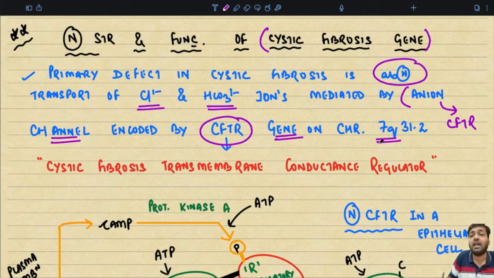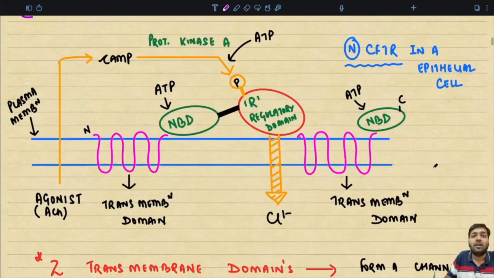Very importantly, I will repeat once again: the primary defect in cystic fibrosis is abnormality of transport of chloride and bicarbonate ions, which is mediated by an anion channel called the CFTR channel, encoded by the CFTR gene present on chromosome 7q. The full form of CFTR stands for Cystic Fibrosis Transmembrane Conductance Regulator. So, let us now understand the normal functioning of the CFTR channel.